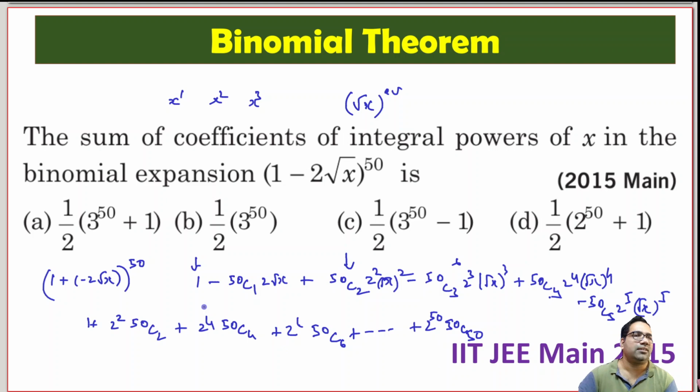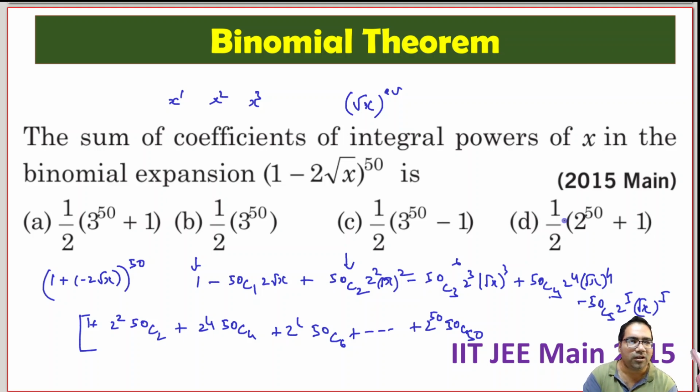Right. This is the sum of coefficients that we are looking for: 1 plus 2 square into 50c2, 2 power 4 into 50c4, etc. This is the sum that we are looking for. But now, how do we express this in terms of 3 power 50, 2 power 50, or whatever? We need to express this in terms of either 3 or 2 or something.